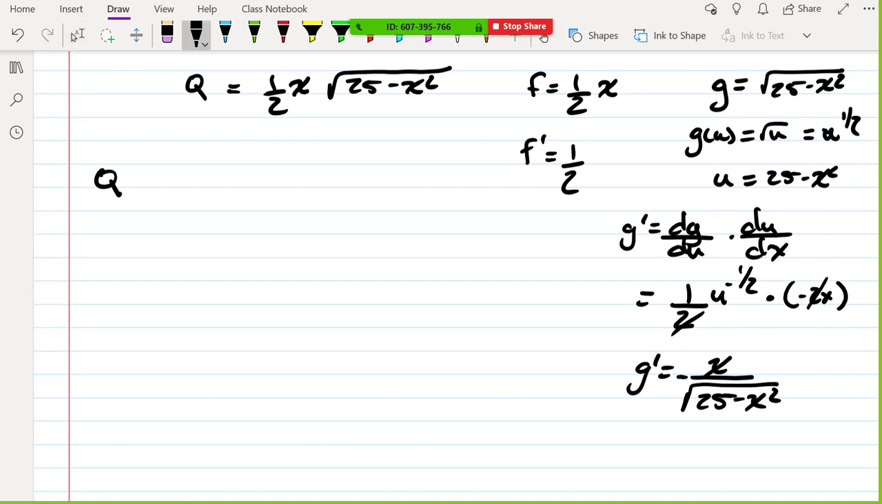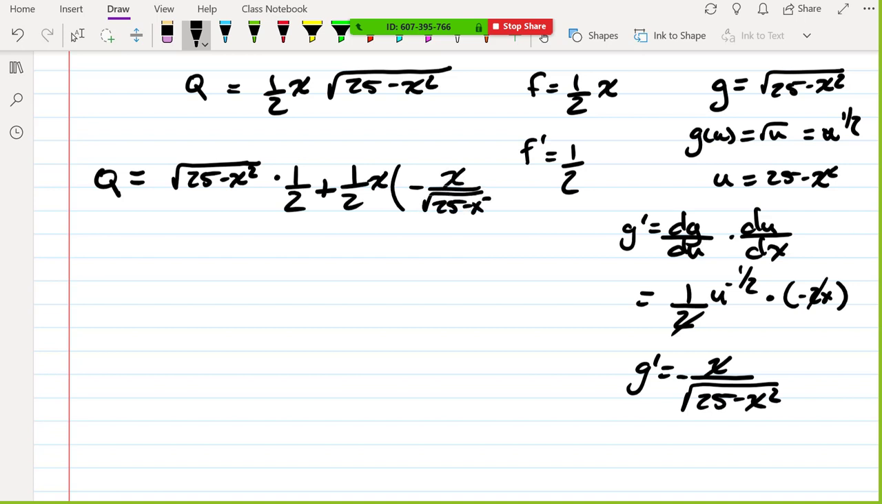We can plug all of this back into our product rule. So we're going to have the square root of 25 minus x squared times f prime, so times 1/2, plus f times g prime, so that's 1/2 x times g prime, which we just calculated is negative x over the square root of 25 minus x squared.